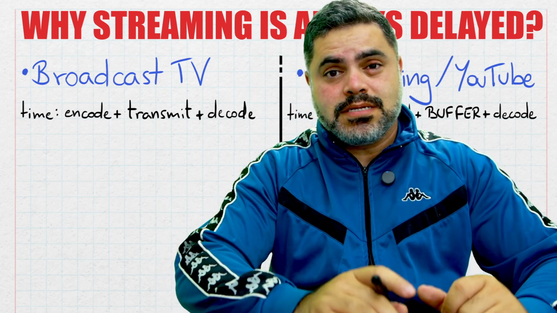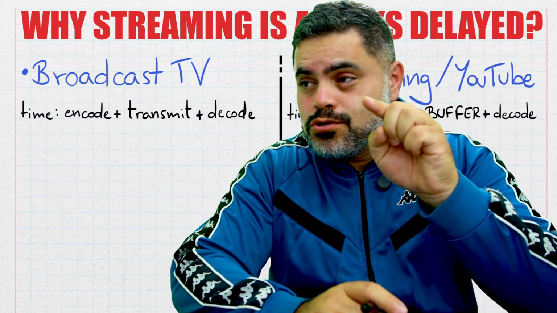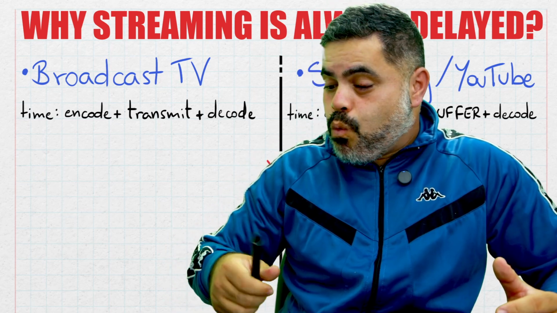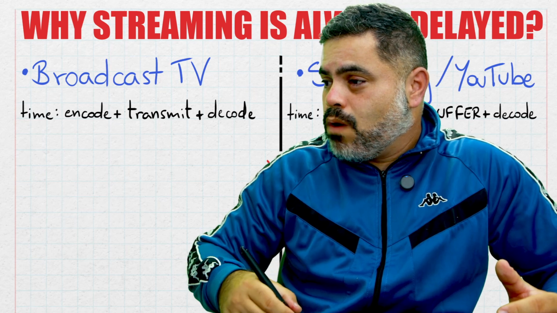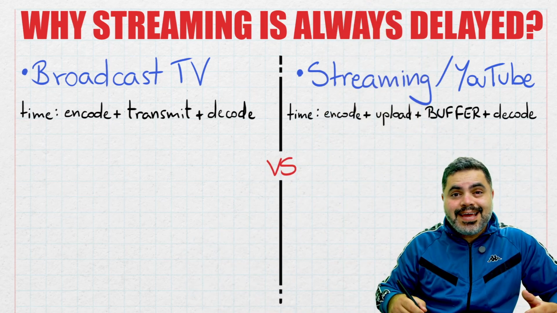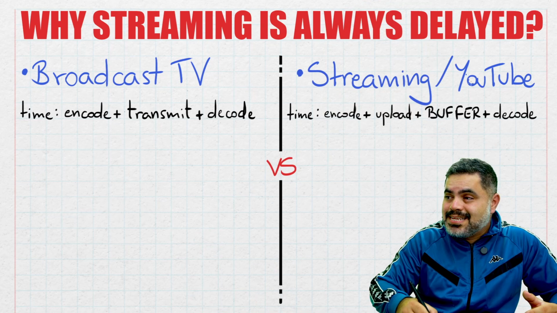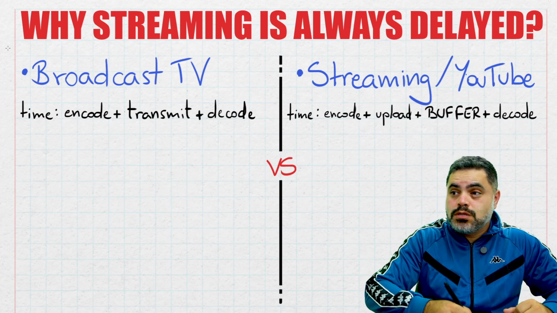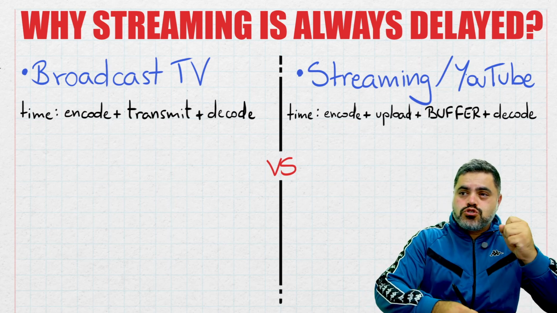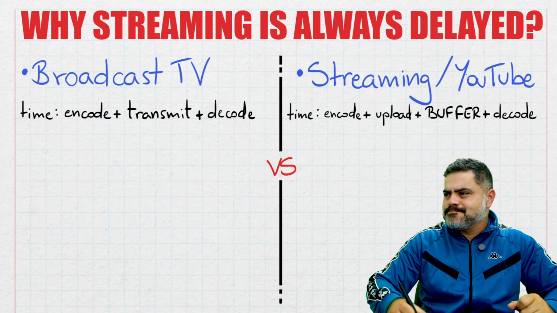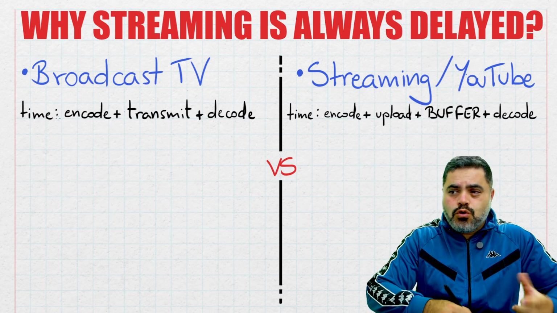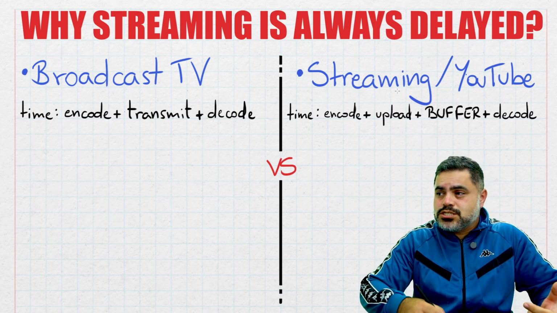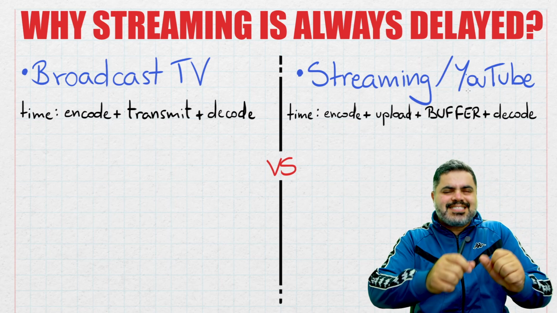Why does it happen? I'm going to explain to you through mathematics why this happened. So why is streaming always delayed when you're watching on YouTube compared to the television, to the broadcast TV? To know why this happens, we have to know how time is counted on broadcast TV and streaming YouTube, to know the delay time.